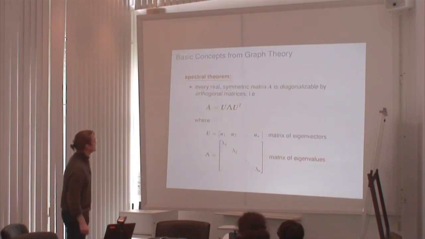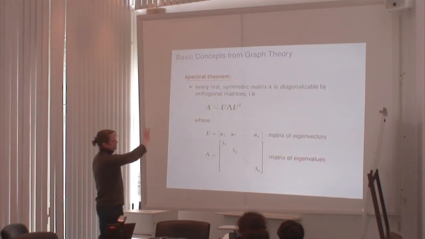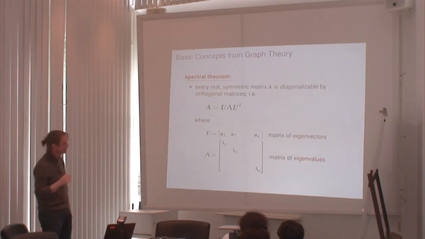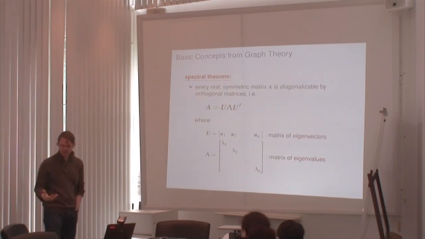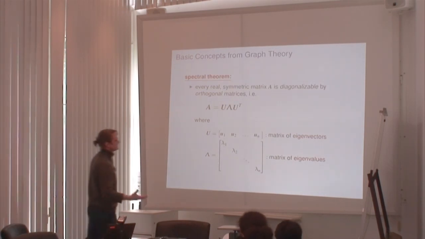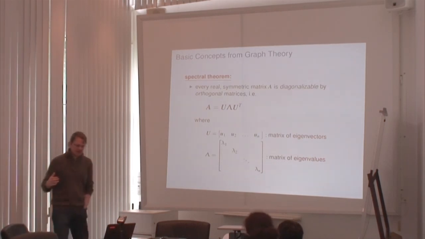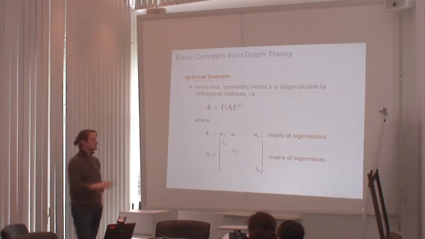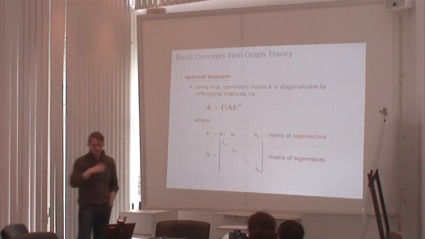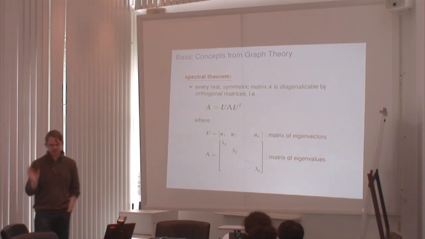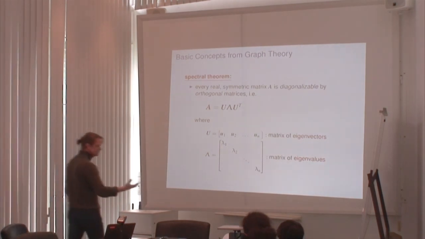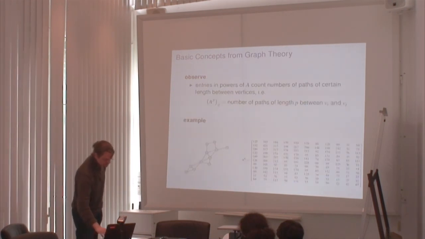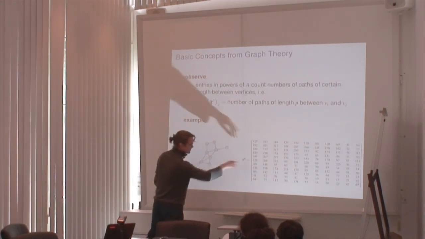Let's see why. So here is one version of the spectral theorem. You can prove that every real valued symmetric matrix A can be diagonalized using orthogonal matrices. This is a very specific form of the spectral theorem. It would work for complex matrices as well, but we don't care about complex matrices. So we have real valued matrices, such as the adjacency matrix.